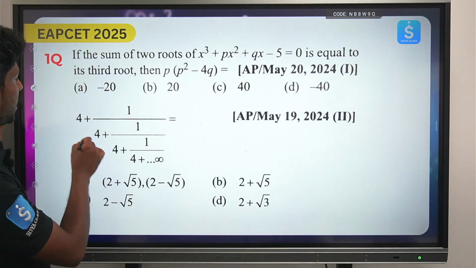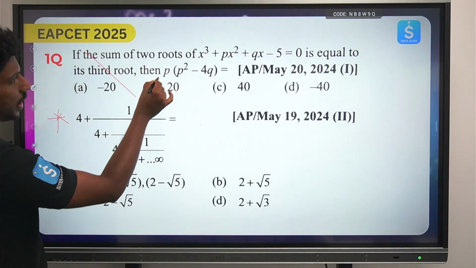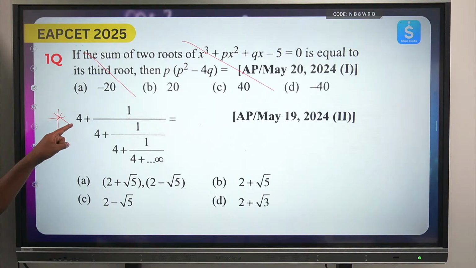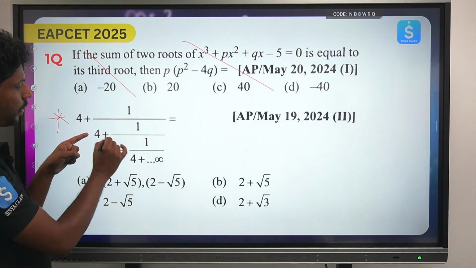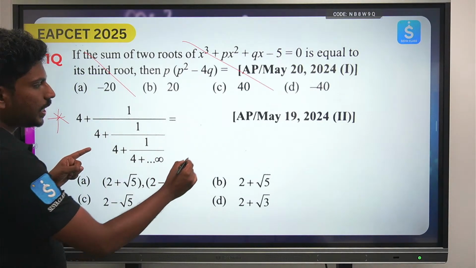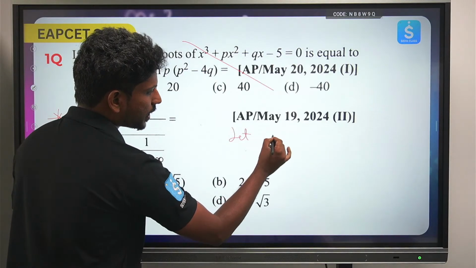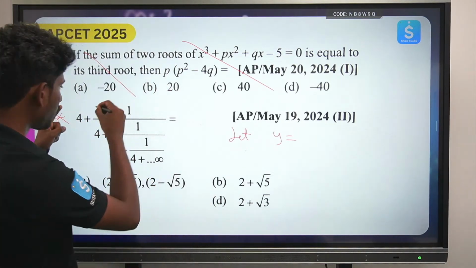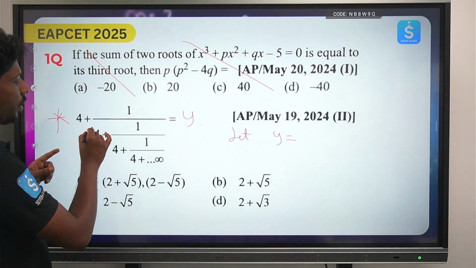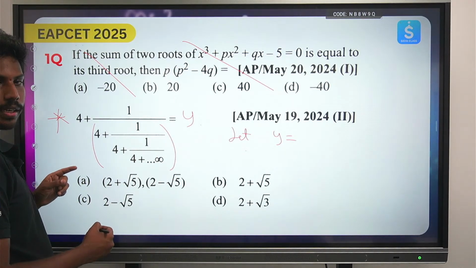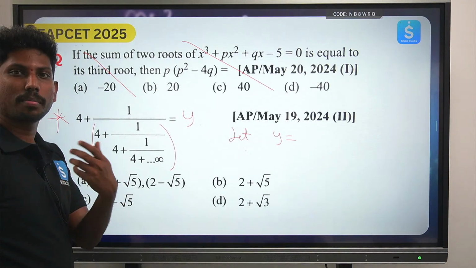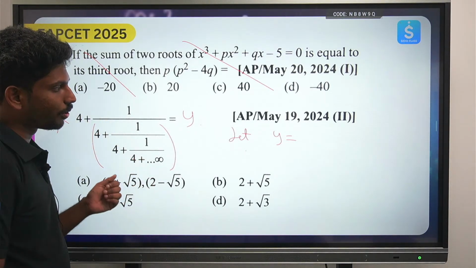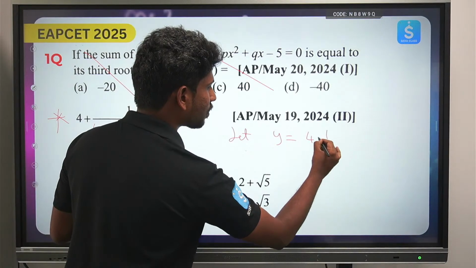Let's take this question. Here I have taken 4 plus 1 by 4 plus 1 by 4 plus 1 and so on. We have done this sort of equation several times. Let y equal the whole thing. Can I take this complete thing also as y? Because if we remove one fraction from this, it does not make any change to the flow that it is going. So can I just write it as 4 plus 1 by y?